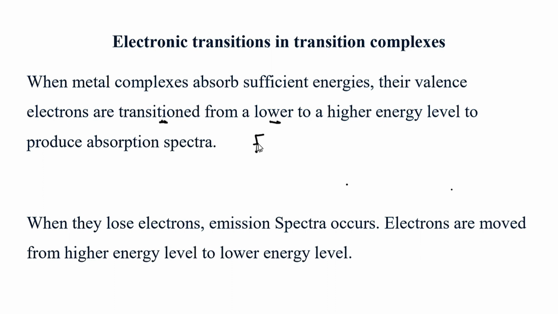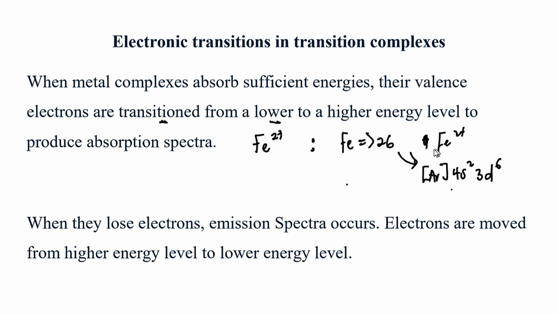So let's say we have Fe2+. Basically, the atomic number of Fe is 26, right? So the configuration of neutral Fe is [Ar] 4s2 3d6, but for Fe2+ we have [Ar] 4s0 3d6. So this is the configuration, right?